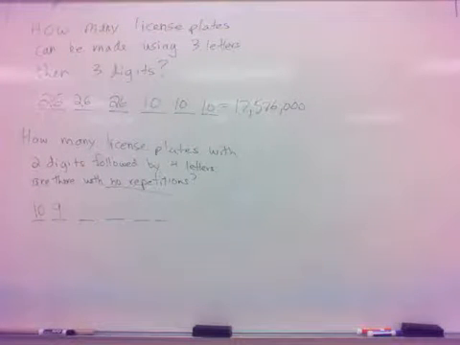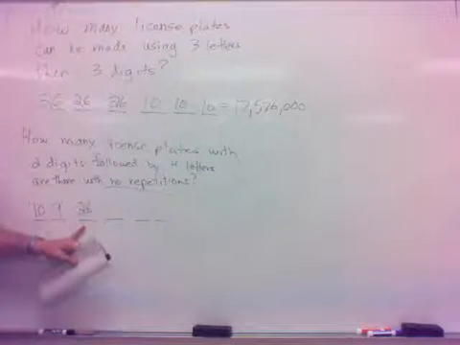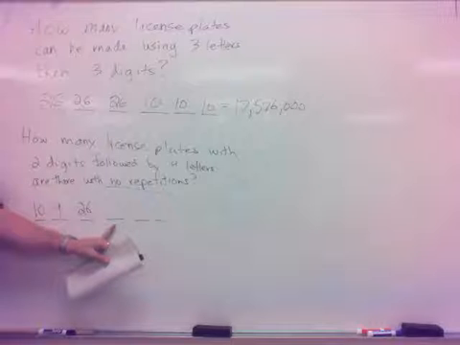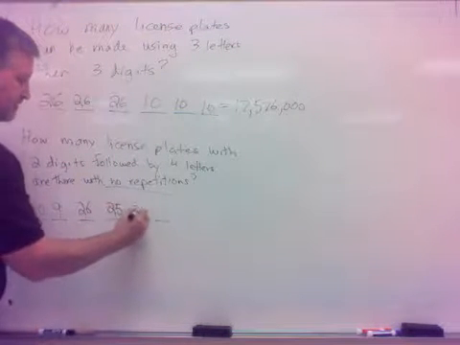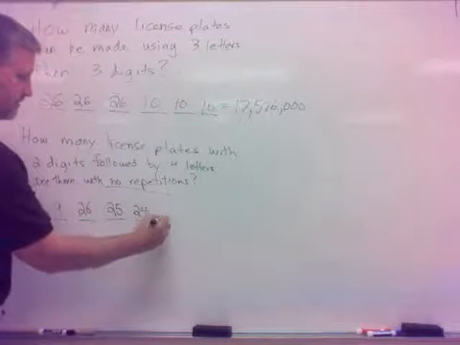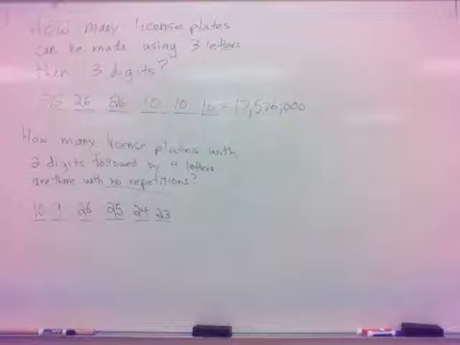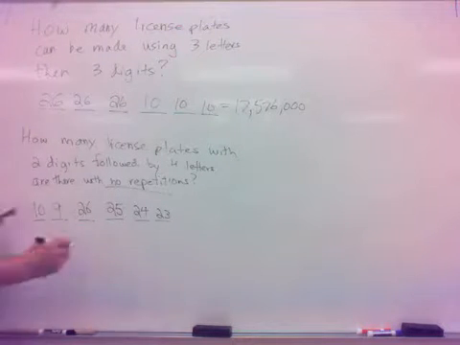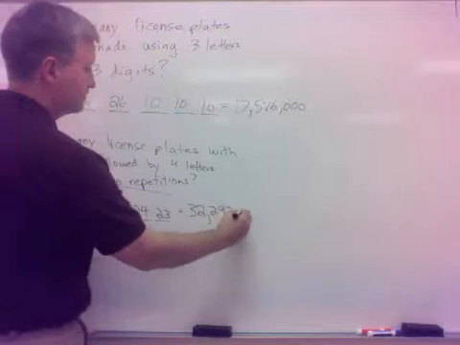Now I'm at a letter, 26 letters, so the first letter could be any of 26. What about the second letter? No repetitions, so that means we go down by 1. And then down by 1 again, because you can't repeat that one, so it's down to 23. 10, 9, 26, 25, 24, 23. So you can see how that works. All right? So that's still a lot, 32,292.